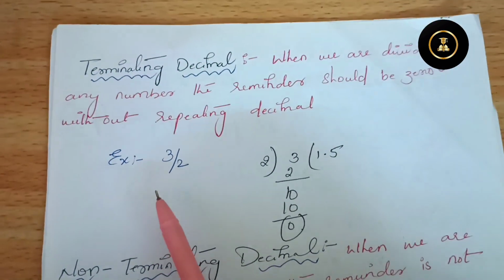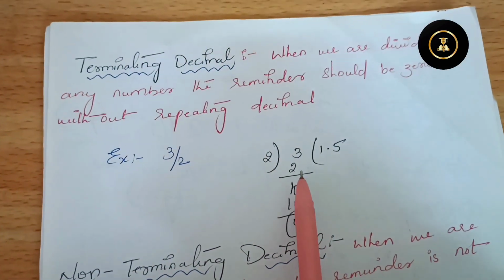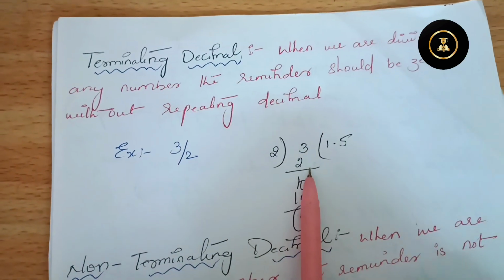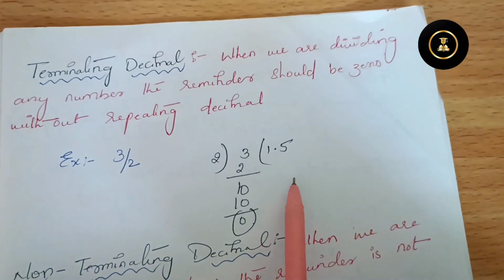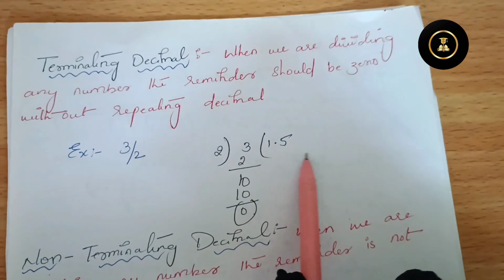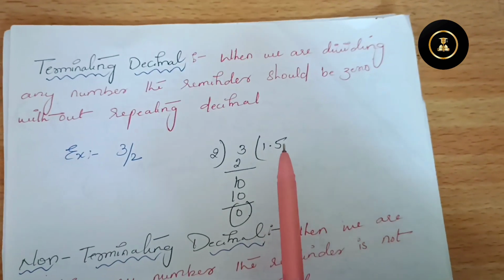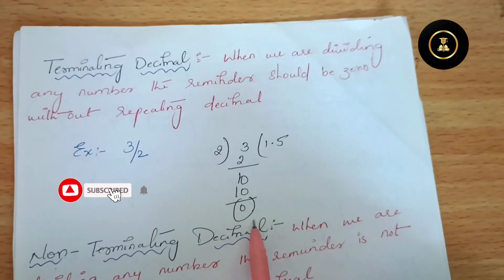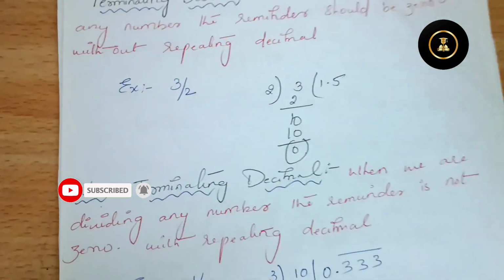The best example of this is 3 by 2. If you write this in the dividend and divisor form, when we divide, 2 1s are 2 and 1 is the remainder, then point 0, 2 5s are 10 and the remainder is 0. There are no repeating decimals in the quotient. So where there are no repeated decimals and the remainder is 0, it is called a terminating decimal. I hope you understood.